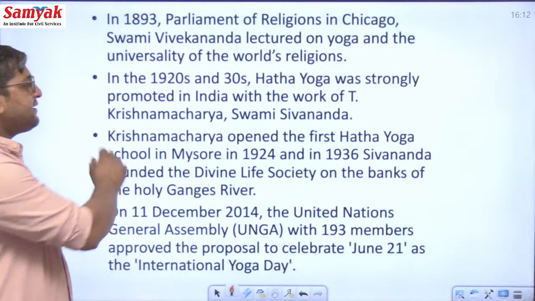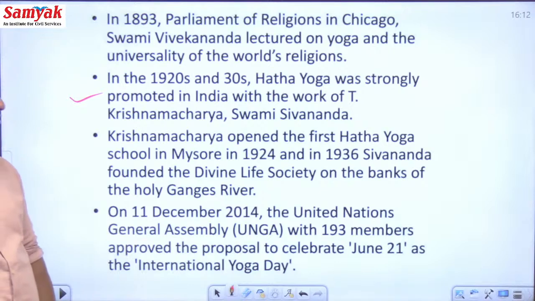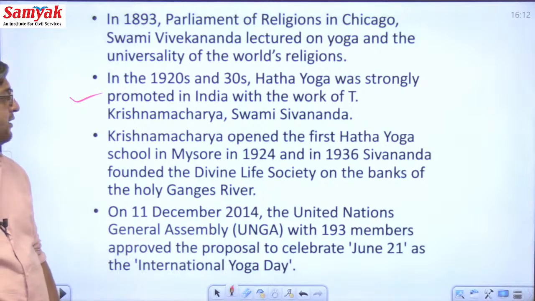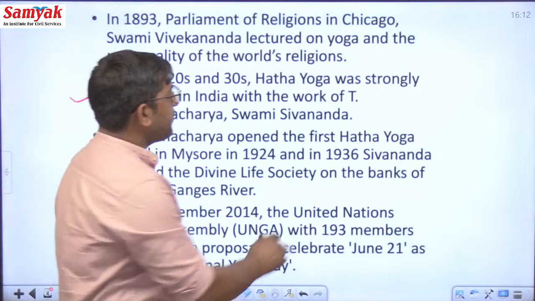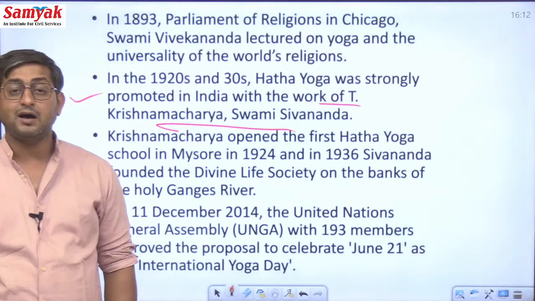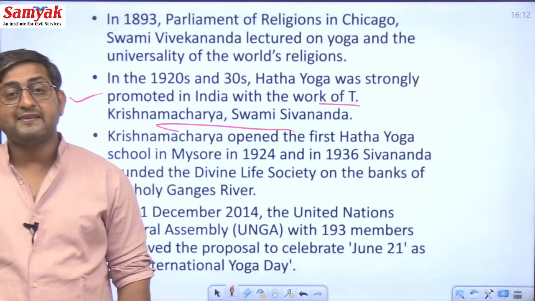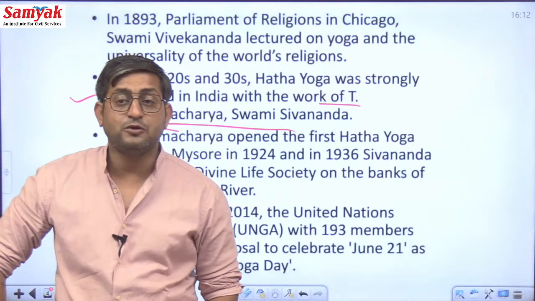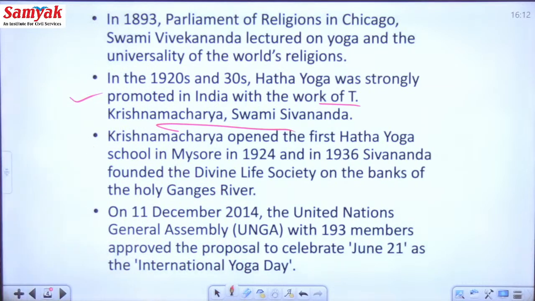Similarly, in the 1920s and 30s, two different people promoted two different forms of the yoga. One was the Hatha yoga that was strongly promoted by the T. Krishnamacharya, and similarly the Hatha yoga was also promoted by the Swami Sivananda. So two people who are credited with the promoting yoga in the India are T. Krishnamacharya and Swami Sivananda. These people promoted the Hatha yoga in the 1930s or the 1920s. Basically, they used to do yoga on the banks of the Krishna river in the Karnataka state, and from there yoga became basically prominent.